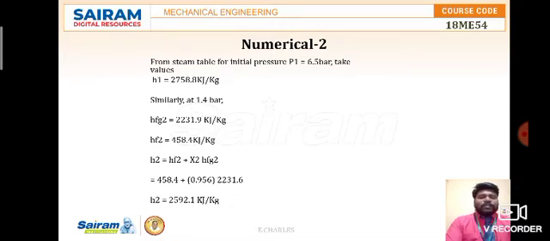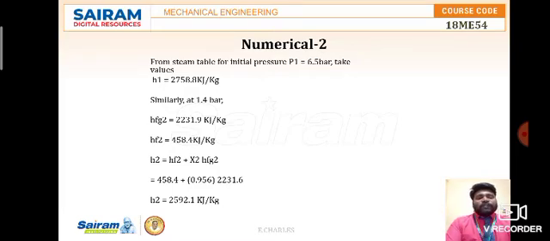Similarly, at 1.4 bar, this is nothing but wet steam, so there will be some amount of wet particles present in it. From the steam table, we need to locate where 1.4 bar is available, and the corresponding values are HFG2 equal to 2231.9 kilojoules per kg and HF2 equal to 458.4 kilojoules per kg.